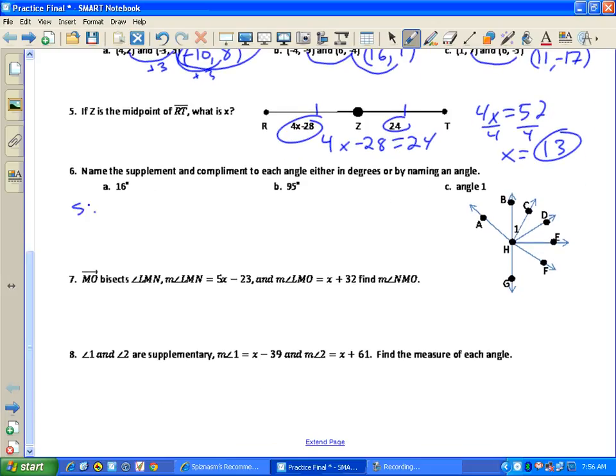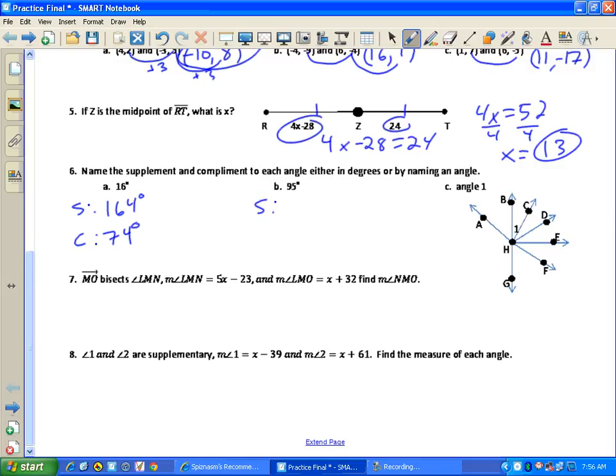All right, supplement to 16 is going to be whatever adds to 16 to be 180 degrees. So that's going to be 164. Complement is whatever adds with 16 to be 90. So it's going to be 74.